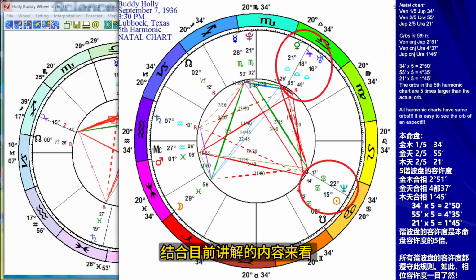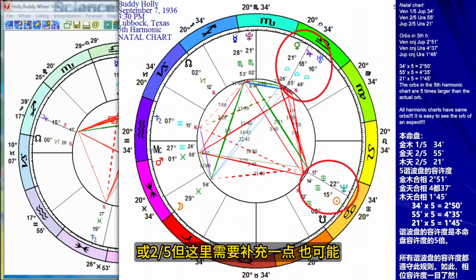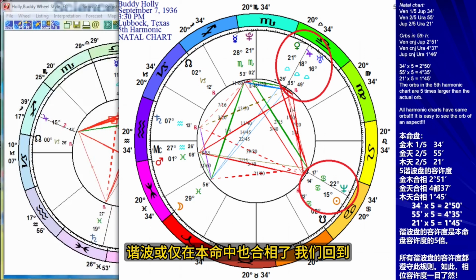Now, based on what I told you so far, which is not complete information, that means that Sun and Neptune are 1/5 or 2/5, Mercury and Pluto are 1/5 or 2/5, but I lied to you a little bit. They may actually also just be conjunct in the natal chart. So when planets are conjunct in the harmonic chart, they're in that harmonic, or they may just be conjunct in the natal chart.